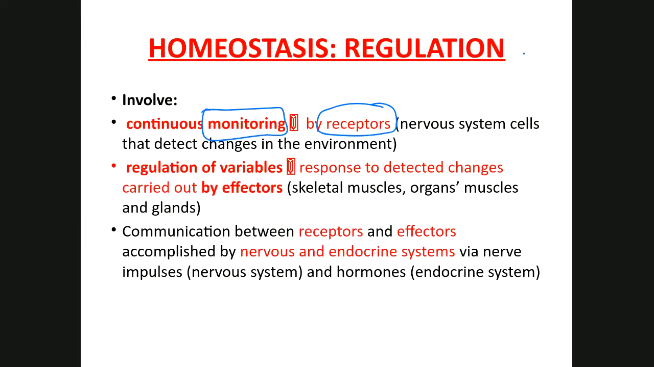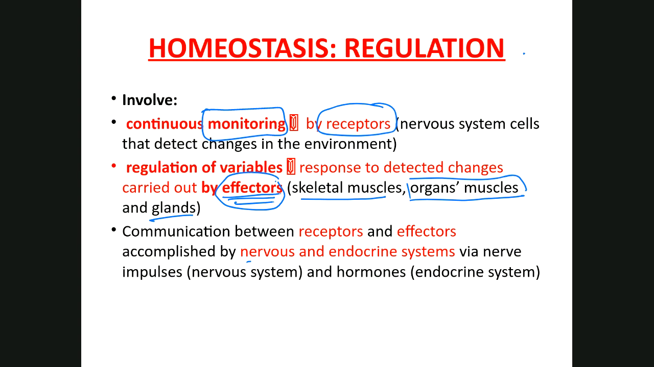Any type of abnormal value will be communicated to the nervous system, which is typically the control center, and the nervous system will put together a response that will be enacted by the effector organs. So effector organs are the organs that are going to act out the response that will bring the body back to homeostasis. The effector organs are skeletal muscles, organ muscles, meaning smooth muscle in organs, and cardiac muscle in the heart. So this could be the smooth muscle in blood vessels, for example, and glands.